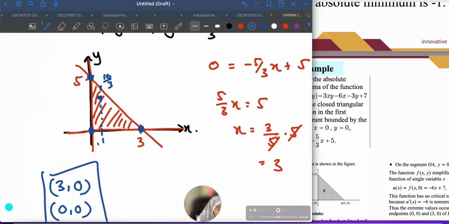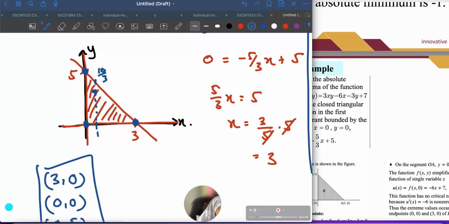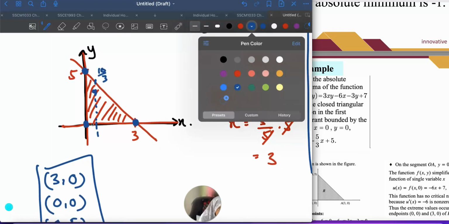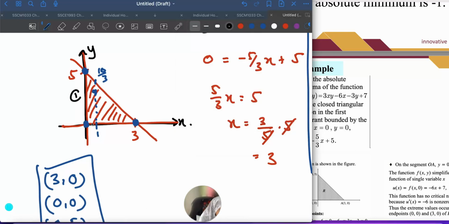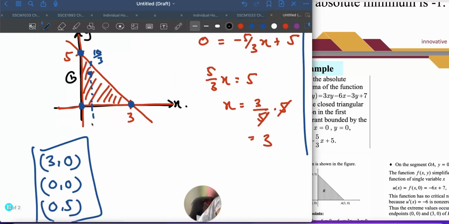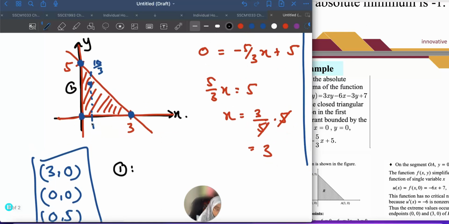And we also need to check, is there any critical point along the 3 lines? You have 3 boundary lines here, so you have to check. Okay, so the first line, this one. Now we check at line 1. So what is the equation there? We have a straight line, right?